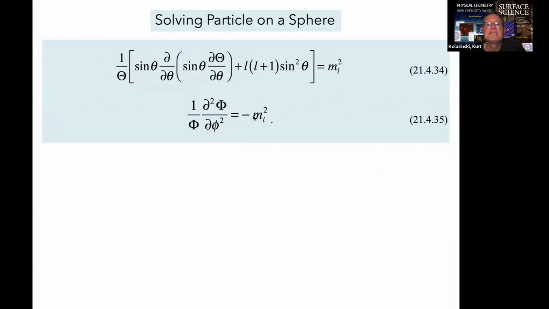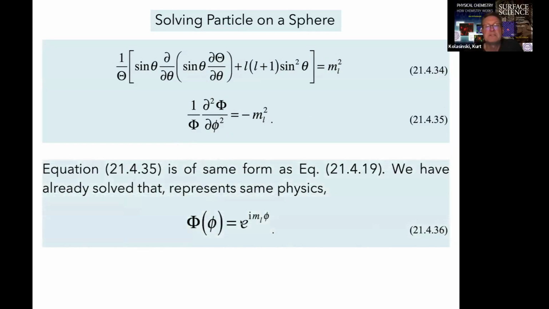Again, we're going to suggestively call this constant m sub l squared. And oh, that one looks familiar. We've already had that problem. Indeed, the particle in a ring has the same solution. It's the same solution here. e to the i m sub l phi will be the solution for this capital Phi problem up here.